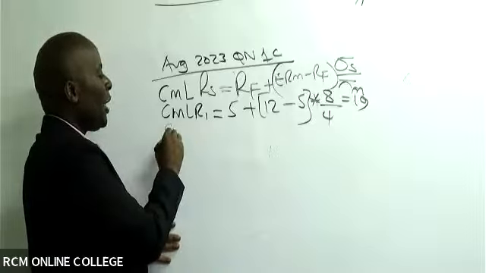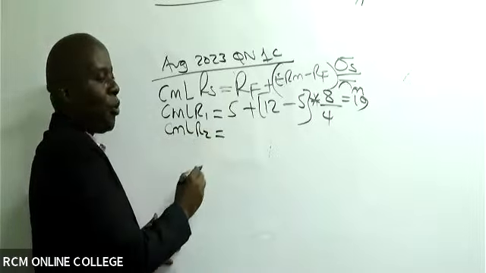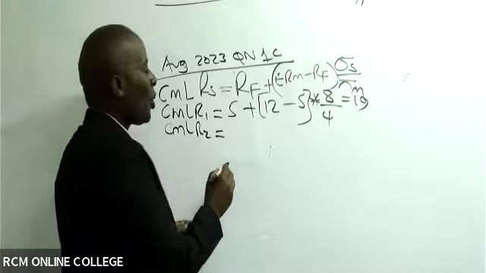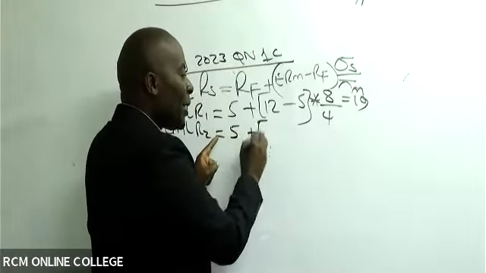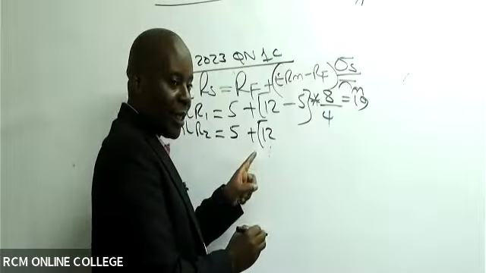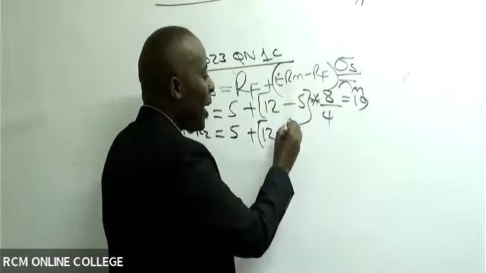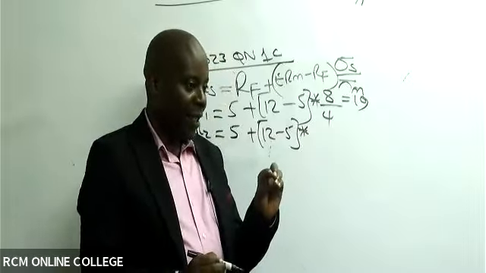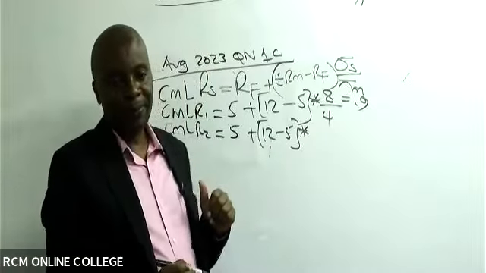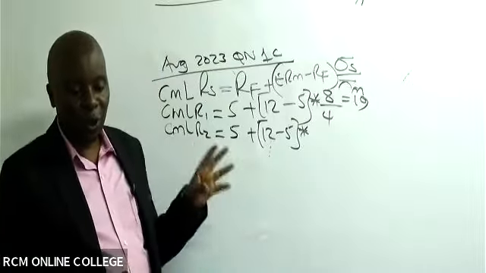You go to CML return security 2. So CML return security 2 will be how much? You see, the risk-free rate will not fluctuate. The market return will also not fluctuate. That will remain as 12 minus 5. What always changes is the risk profile here. The standard deviations will change.